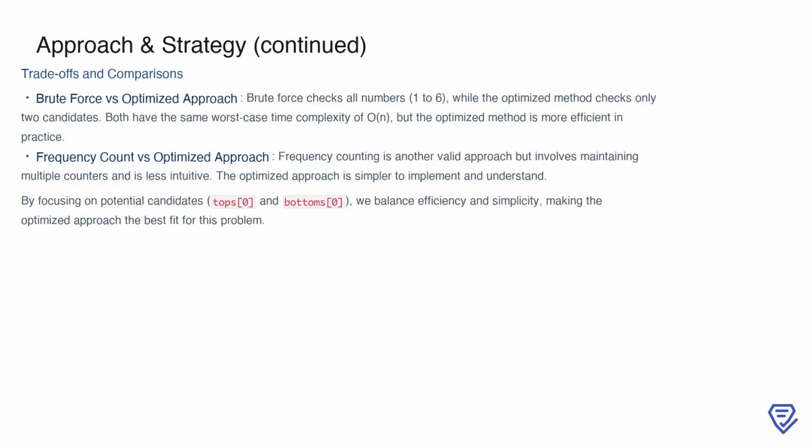On the other hand, the frequency count approach introduces valid insights but requires managing multiple counters, making it less intuitive and harder to implement. By focusing on the potential candidates from the first domino, the optimized approach achieves a balance between efficiency and simplicity. This makes it the best fit for solving the problem effectively while keeping the implementation straightforward.